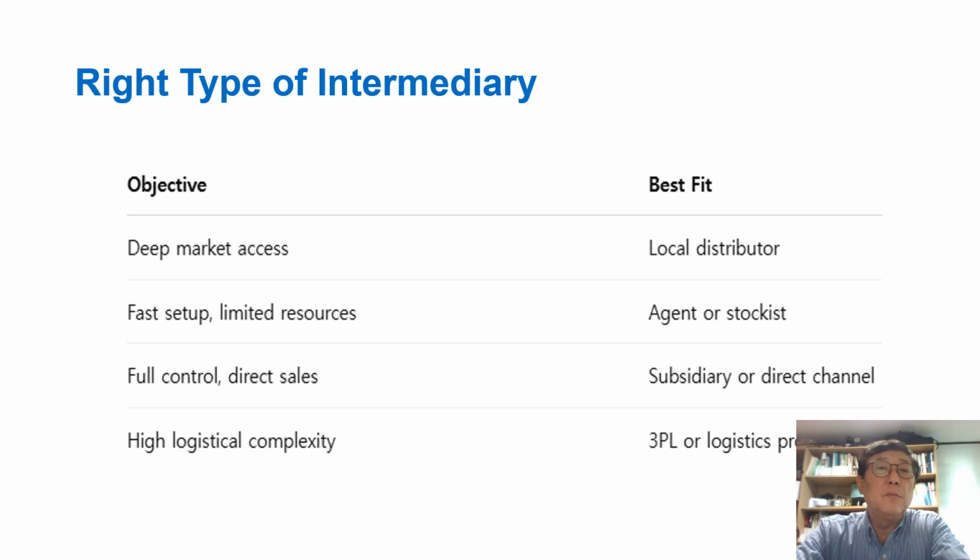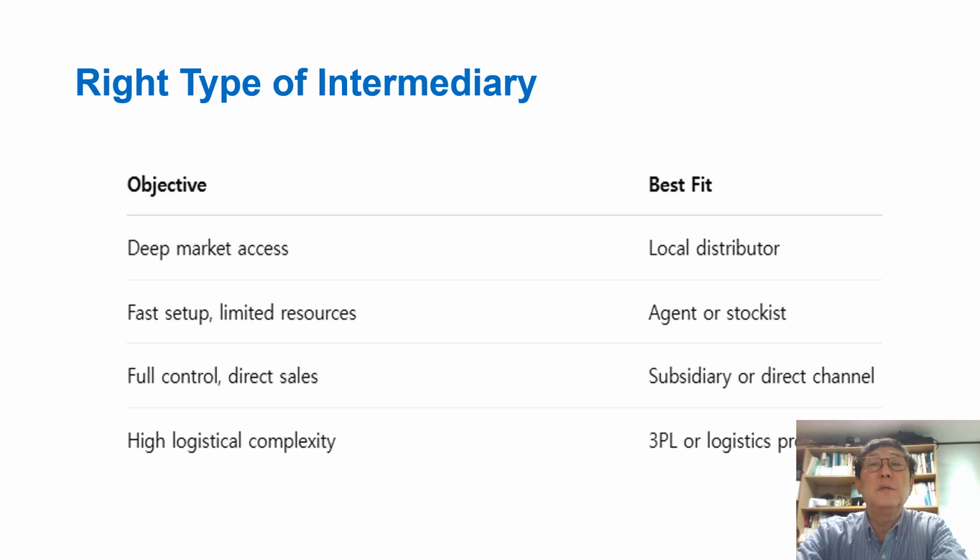So the right type of intermediary depends on what your objective is. If your objective is deep market access, then maybe a local distributor is the best fit. If you want a fast setup and have limited resources, then maybe you can choose an agent or a stockist. And if your objective is full control and direct sales, then a subsidiary or direct channel.